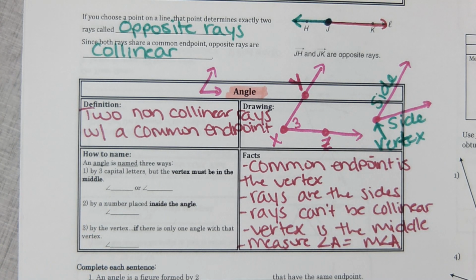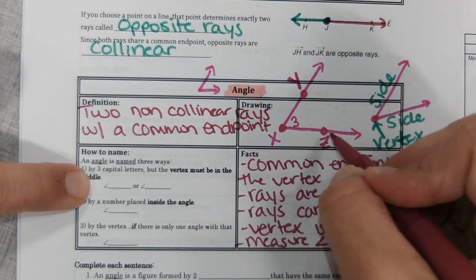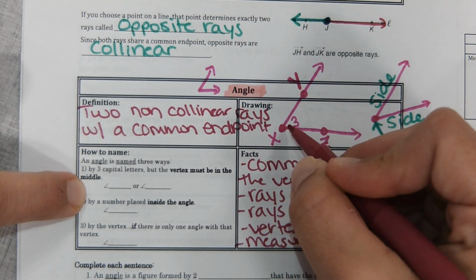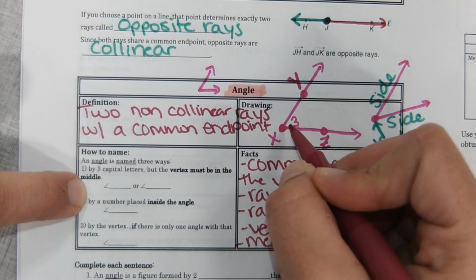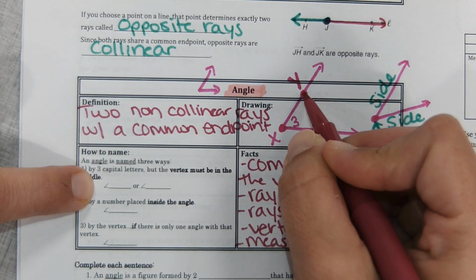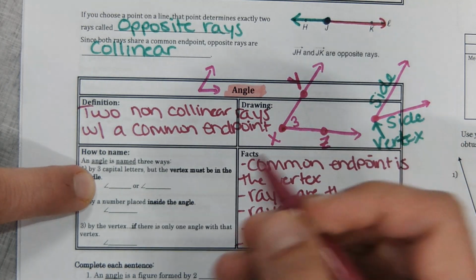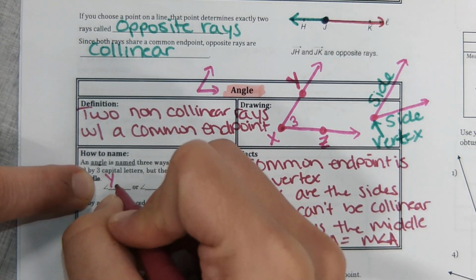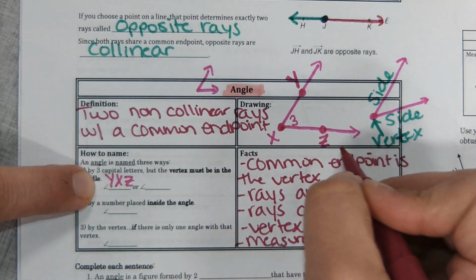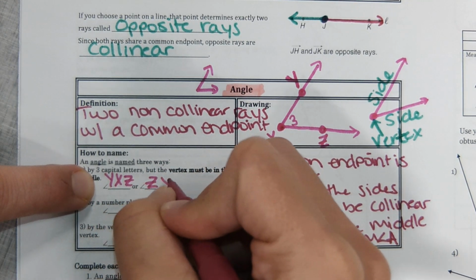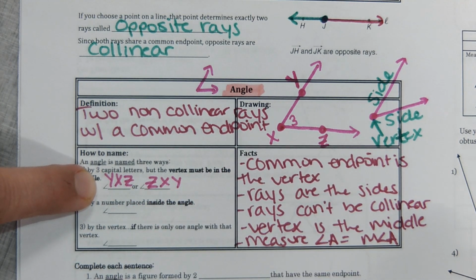Okay, so when you name an angle, there are different ways to do it, but it has to be a certain way. One way to name an angle is by the 3 points. When you name the 3 points, the vertex has to be the middle letter. So we can say that this is angle YXZ, or we can say it's ZXY, but the vertex has to be the middle.